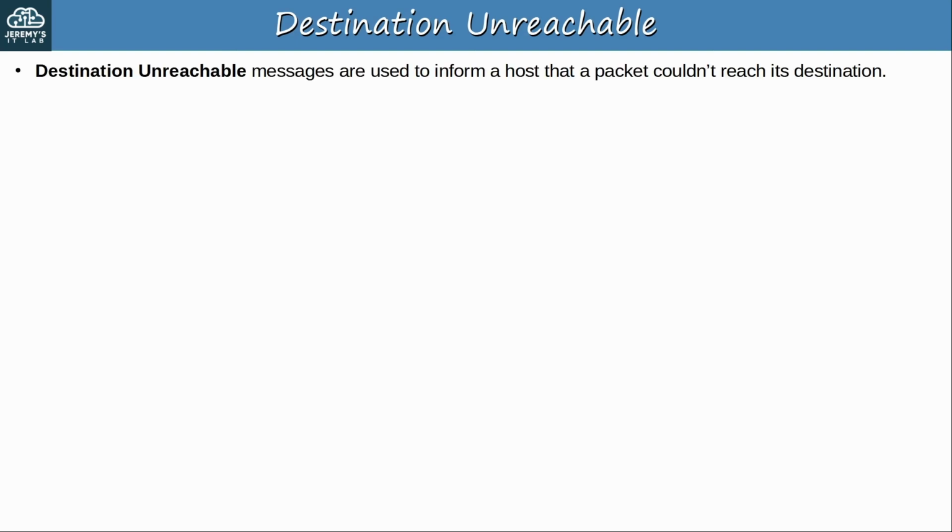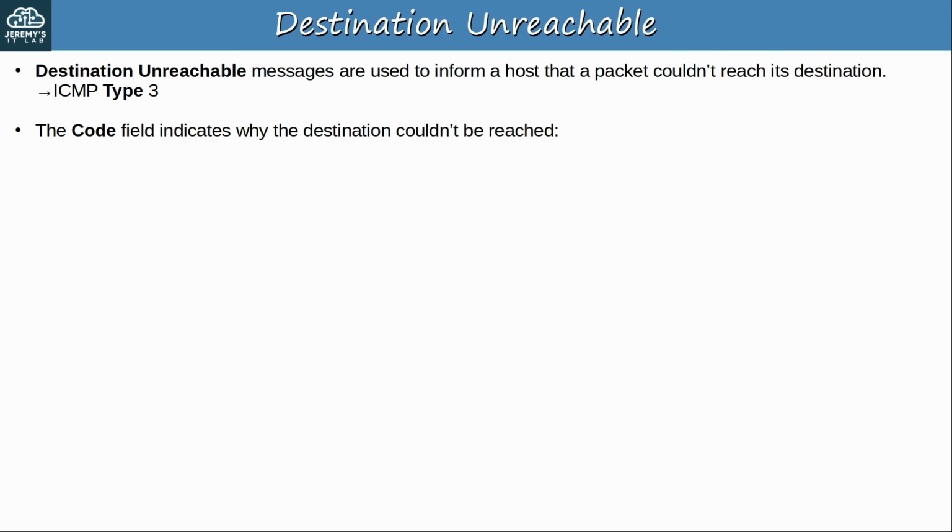First up, Destination Unreachable. I think the name makes the purpose of this message type clear. Destination Unreachable messages are used to inform a host that a packet couldn't reach its destination. And Destination Unreachable is ICMP Type 3.